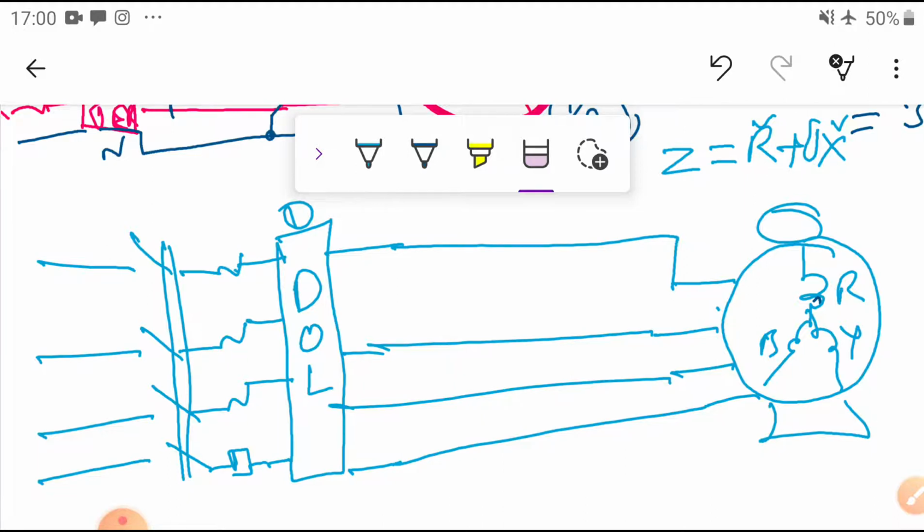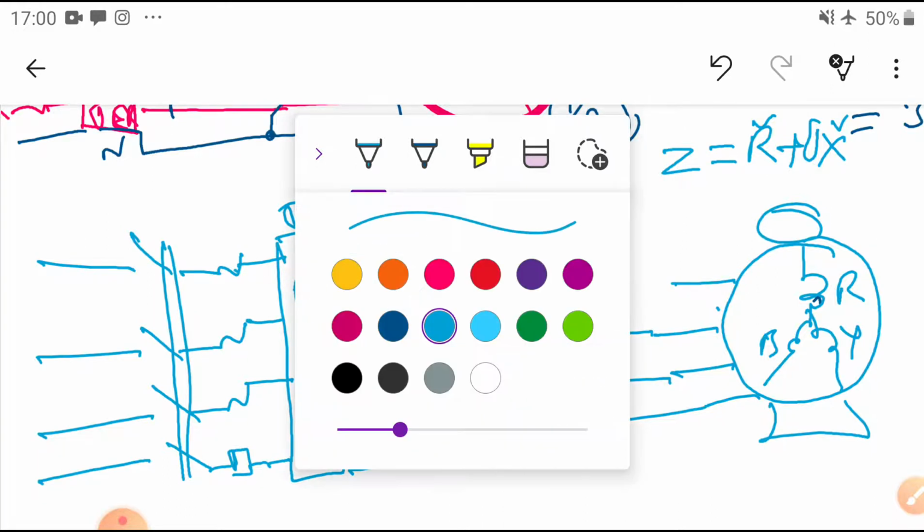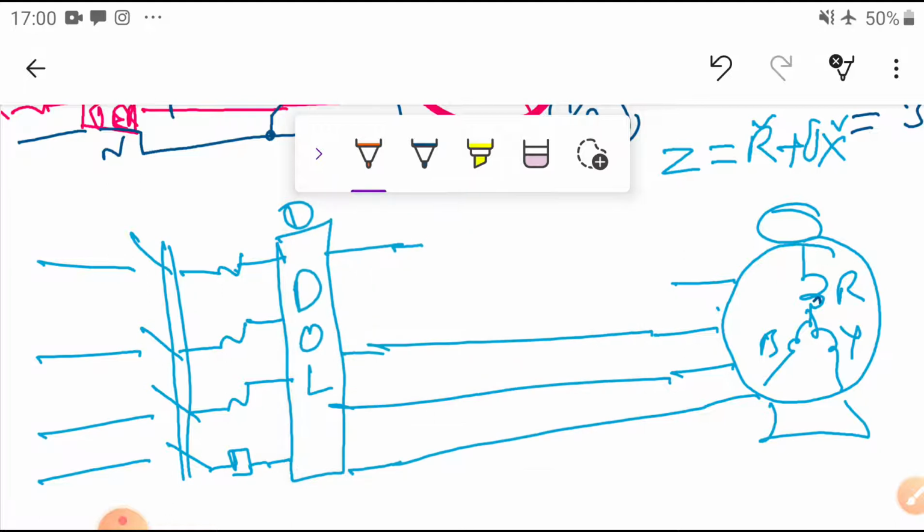Let us connect it. Here I am going to connect in R phase. I connect the CC coil in series to this phase, and here I connect the PC coil to the neutral. So this is W1.